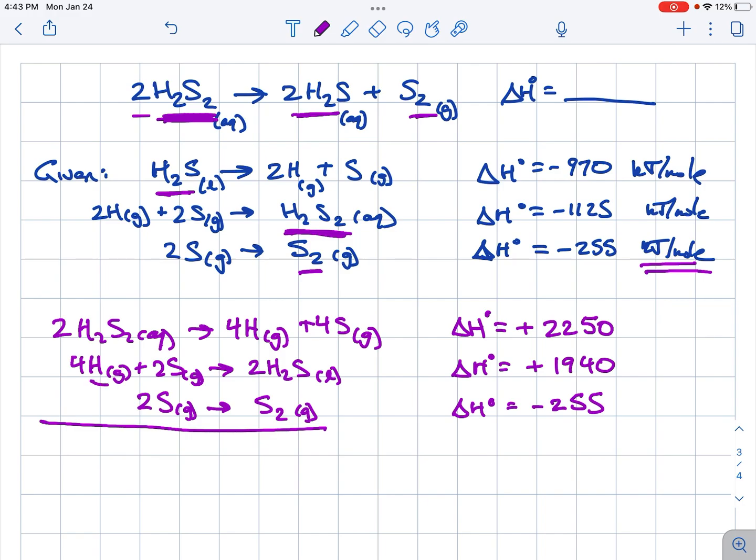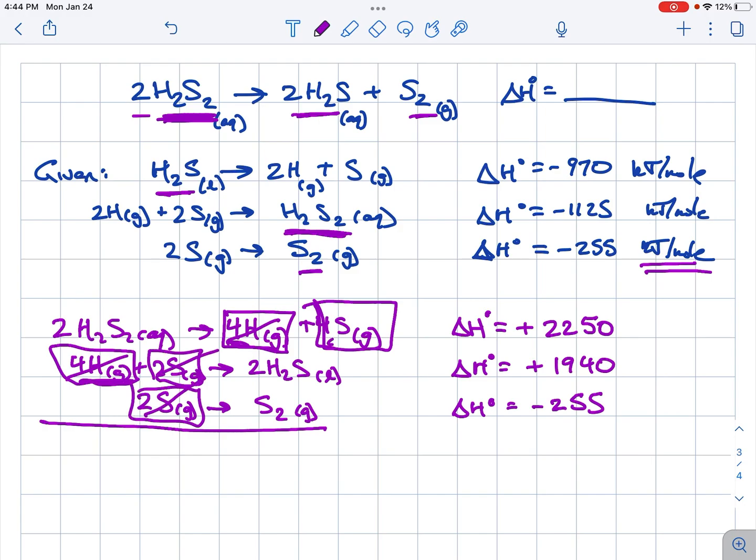So we notice that we've got 4 hydrogens here and 4 hydrogens here, so those are going to drop out. If you're making 4 hydrogens and immediately using them, it's like they were never there. You've got 4 sulfurs here. Notice that we have 2 sulfur gas, so that adds up to 4. So that all drops out. And that's going to leave us with, I believe, the reaction we were trying to get to, which is H2S2 aqueous yields 2 H2S liquid plus S2 gas. And so this checks out with our given reaction that we were trying to get to, so yay.